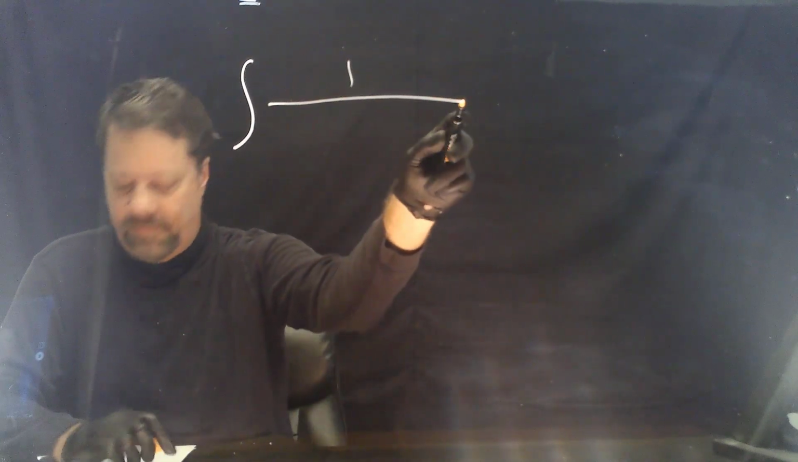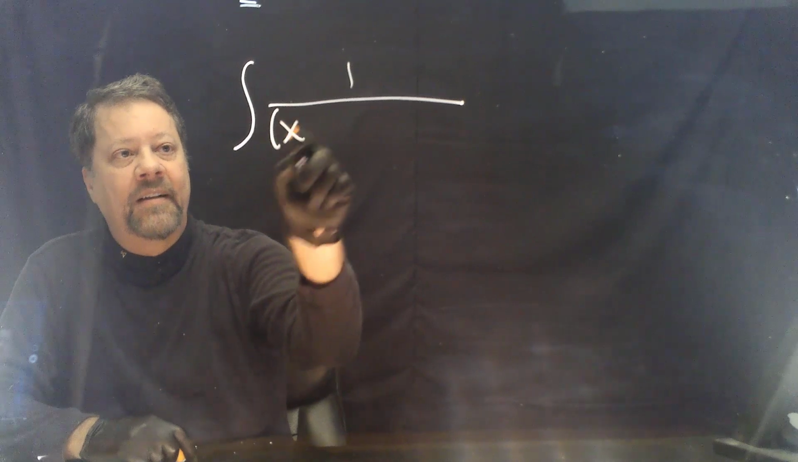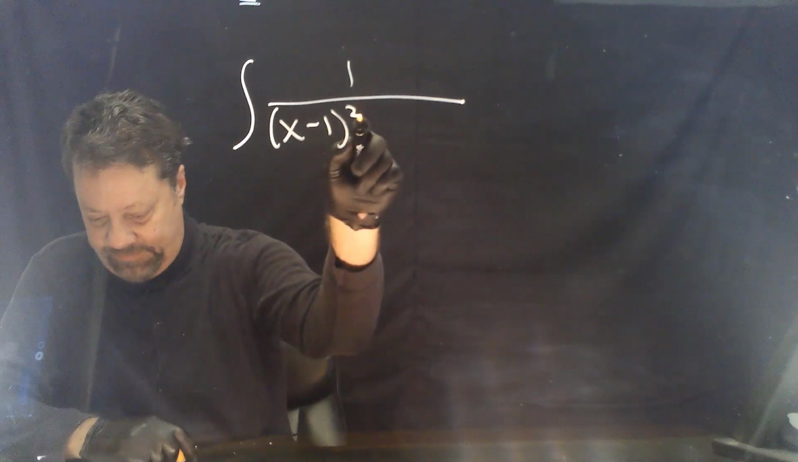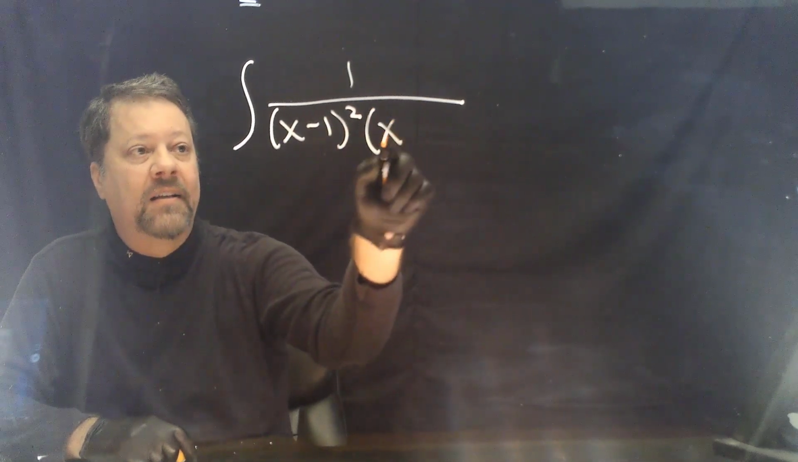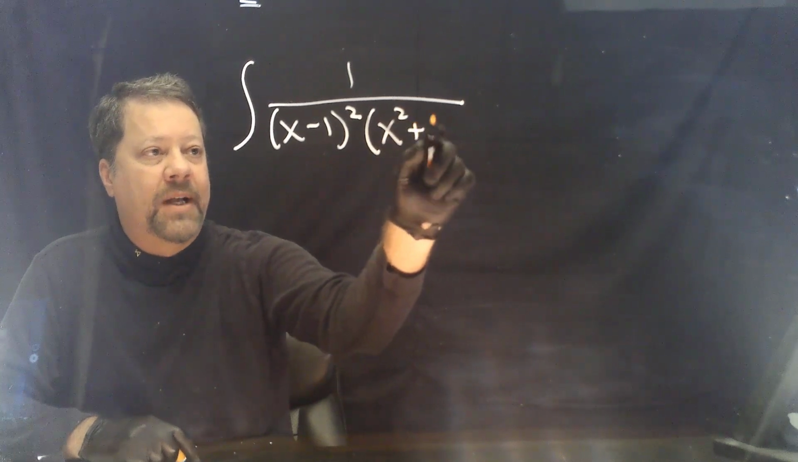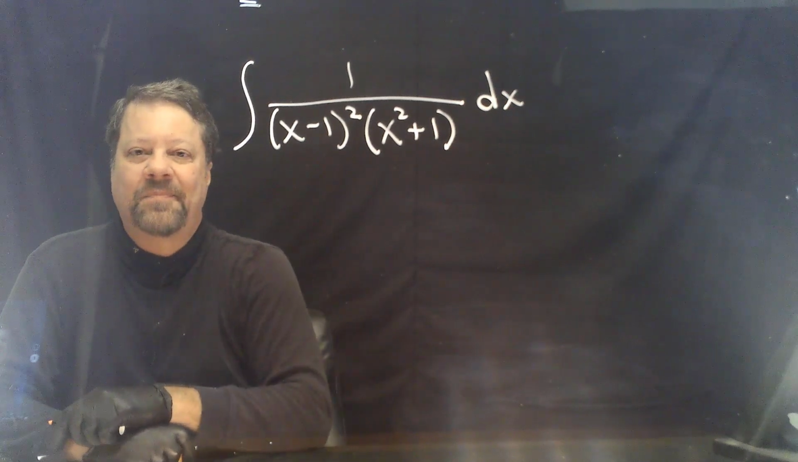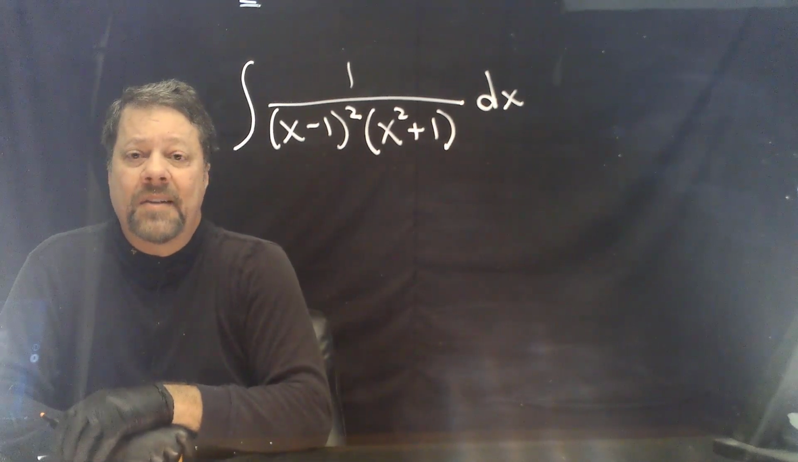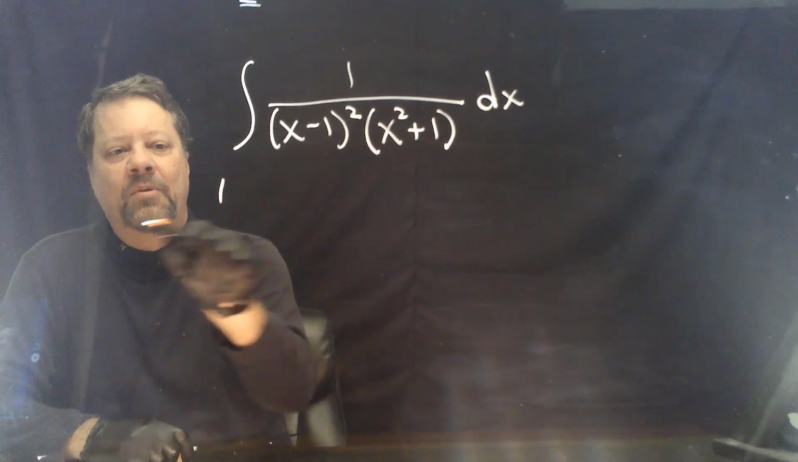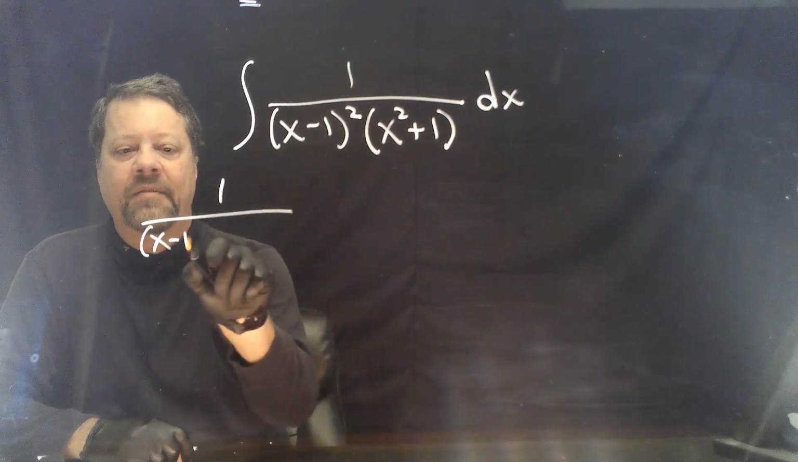Running down the paradigm of integration methods, we've done substitution. We've done each case of a trigonometric substitution. Let's do partial fractions now. Let's see, I have x minus 1 squared times the irreducible quadratic x squared plus 1 dx. As you'll recall, this is an algebraic technique. We'll begin just by rewriting the fraction.